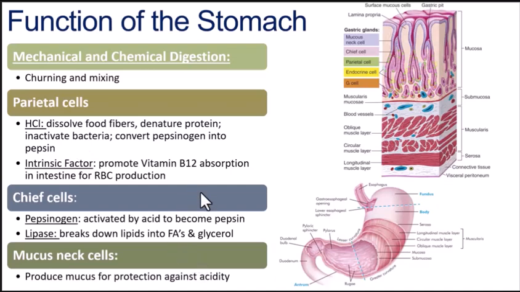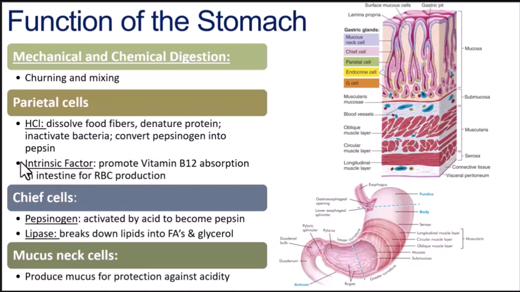You might remember from normal anatomy and physiology that pepsinogen is a proenzyme. When it is in an acidic environment, which is created by hydrochloric acid, it will convert into its active form, which is pepsin. And pepsin is an enzyme that specifically breaks down proteins.